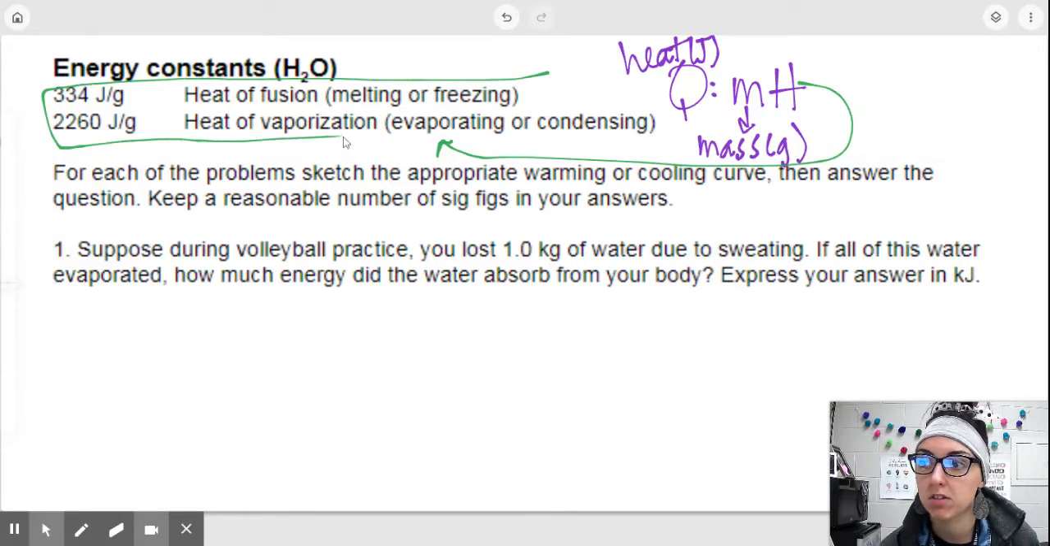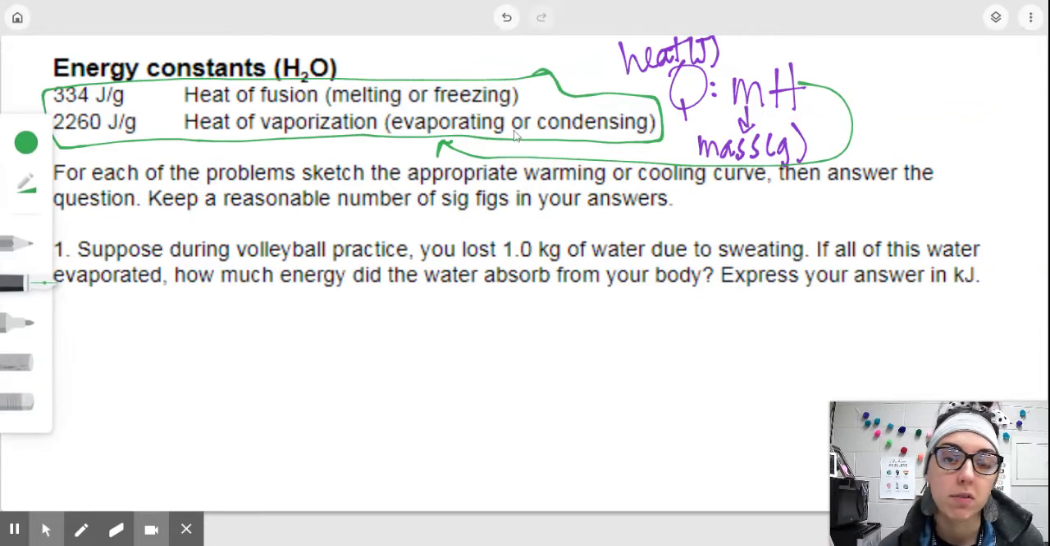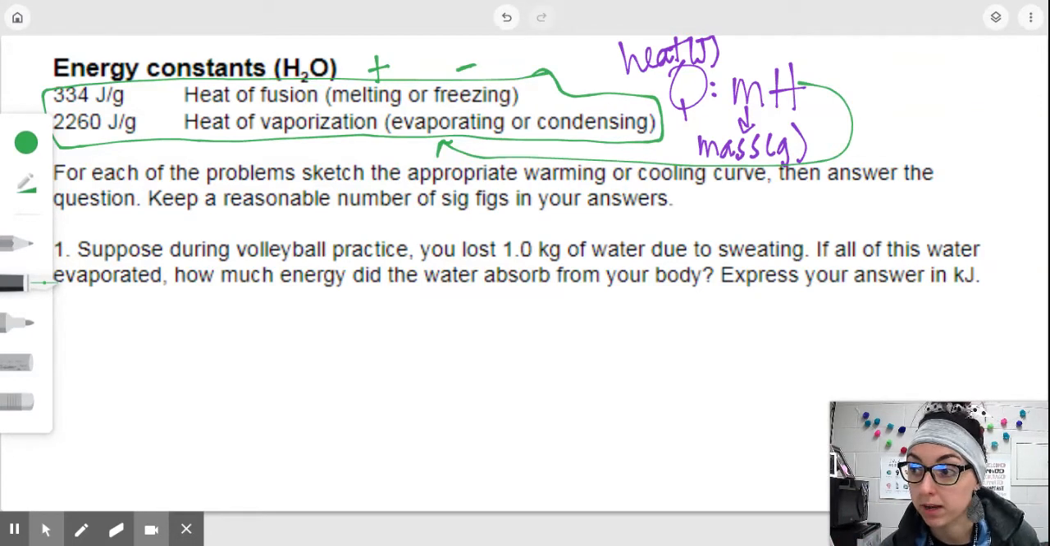Those are the numbers here for water. We work a lot with water, so that's going to be a constant. Just like specific heat capacity, it's different for different materials. We have a heat of fusion, which is for melting, and that would be positive. Freezing would be negative, because we have to put energy in to melt something, it's endothermic, but to freeze something, we have to take energy out, it's exothermic.